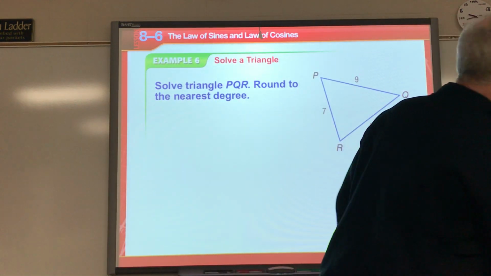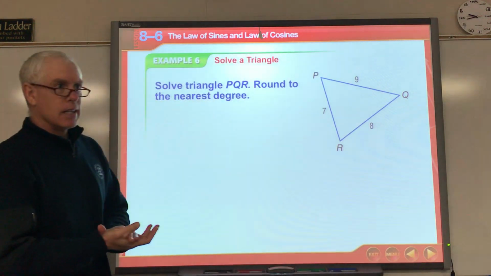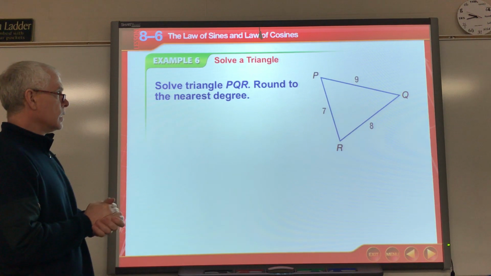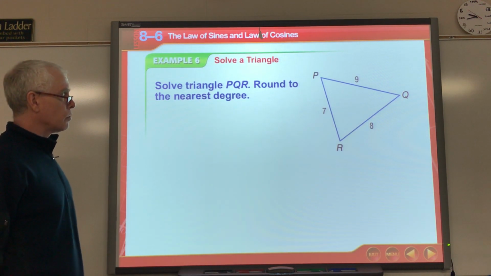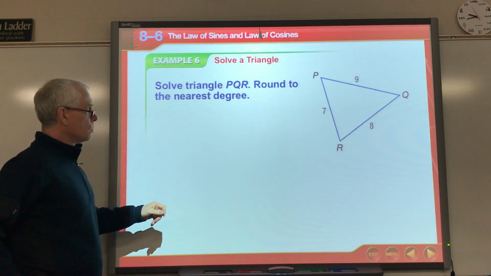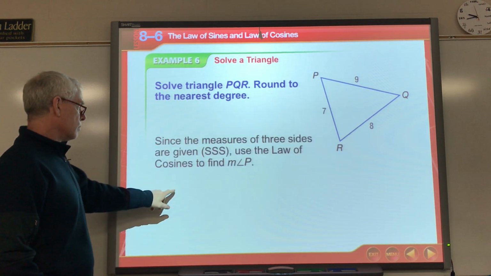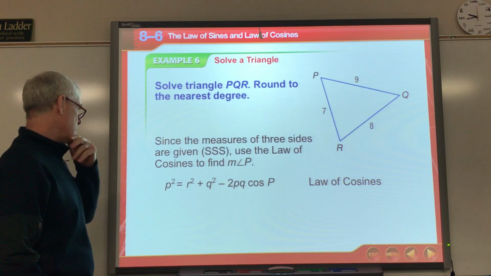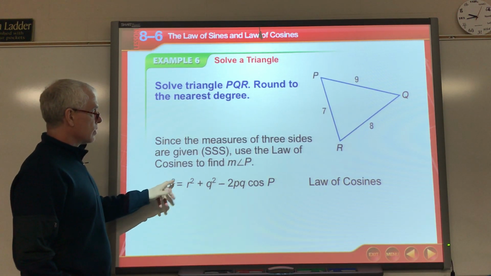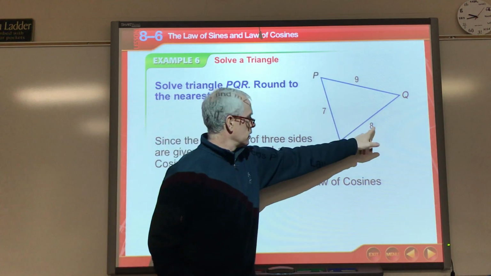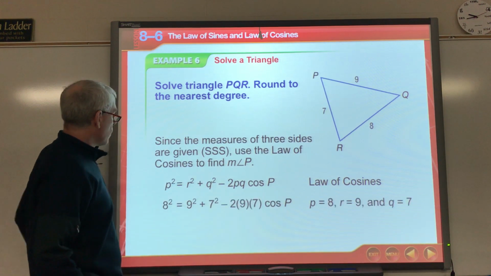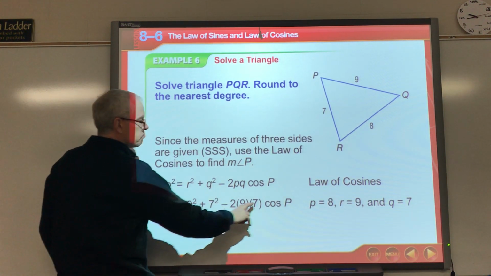All right, solve the triangle. We had to do some of these back in a couple sections ago, section 8.4. So solving it means I need to find unknown lengths. So I've got a side, side, side, so I'm going to use the law of cosines to help me get started here. They choose to find p first, okay? So they're going to say p squared, which is 8 in this case, is equal to r squared plus q squared, etc. So 8 squared equals 9 squared plus 7 squared, etc.